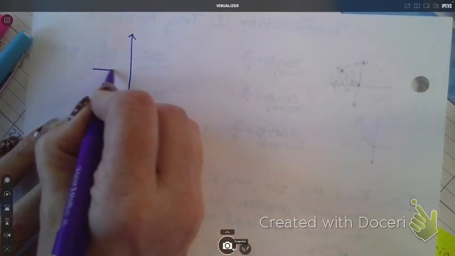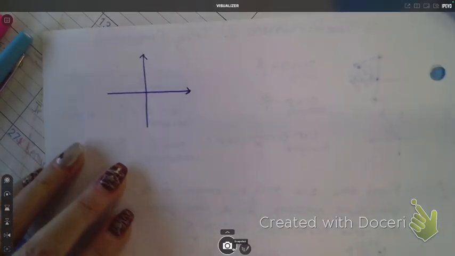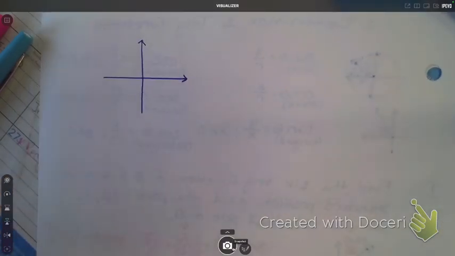How big? Oh, my hand, I don't know. Mine's gonna be that big. I draw big. Okay, you draw big.